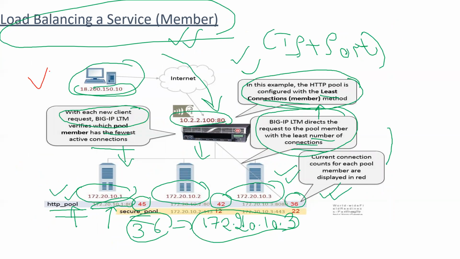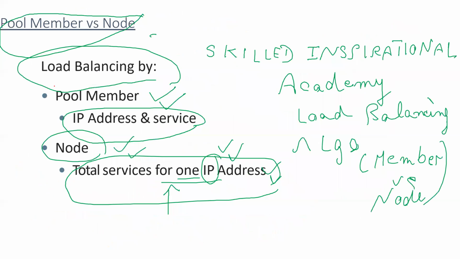This is how the concept works when we talk about load balancing connections based on IP address versus based on member. This is a very important concept. When you talk about IP address, it only talks about the node. When we talk about load balancing by pool member, it talks about the IP address plus the service. So this is how it works.